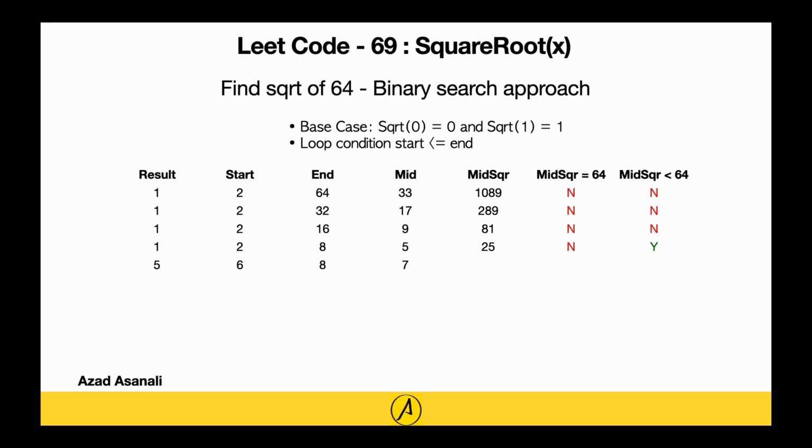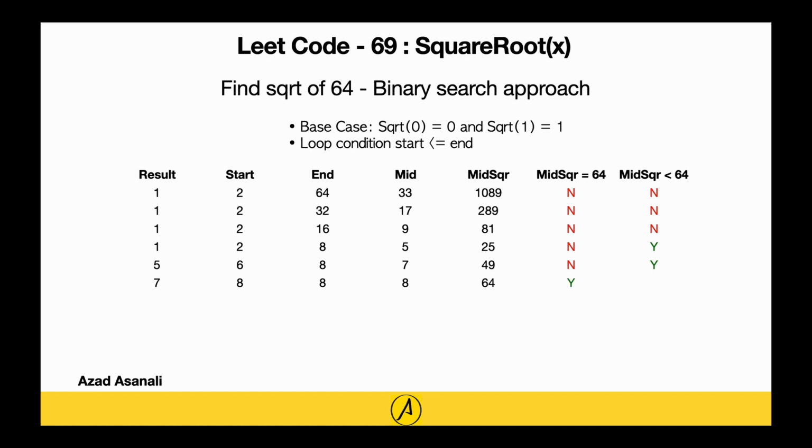We will find the midpoint between 6 and 8, which is 7. So the square is 49. Again, it is not equal to 64, but it is less than 64. So in this case, we will update the result container to 7. We will update our start position to 7 plus 1, which is 8, and keep the end position as it is.